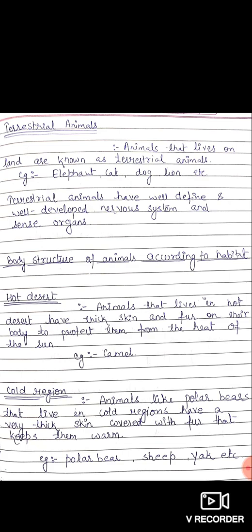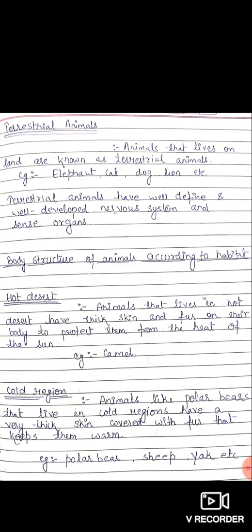So the first climatic condition is hot desert. Can you tell me what things we have seen in the hot desert? In the hot desert, the temperature is always very high, about 48 degrees centigrade to 50 degrees centigrade, and sometimes more, and most of the places in the hot desert are covered by sand.